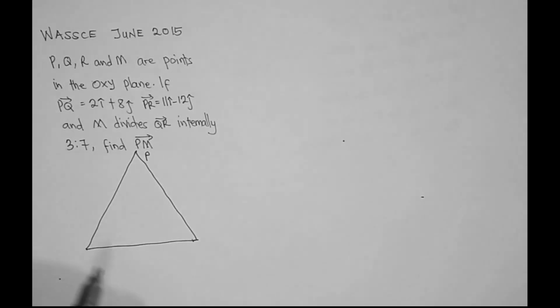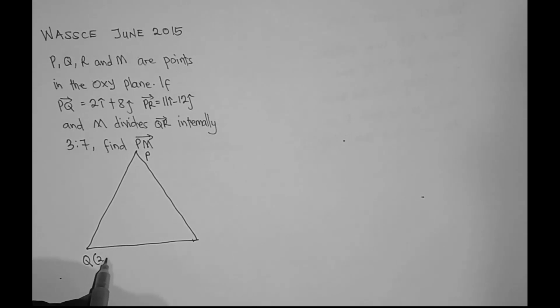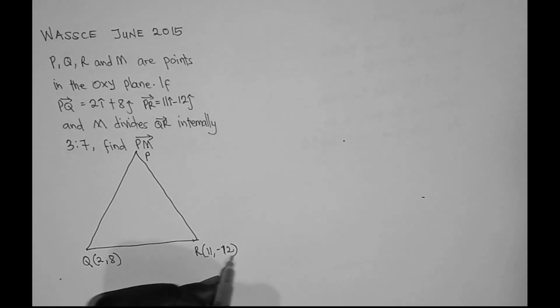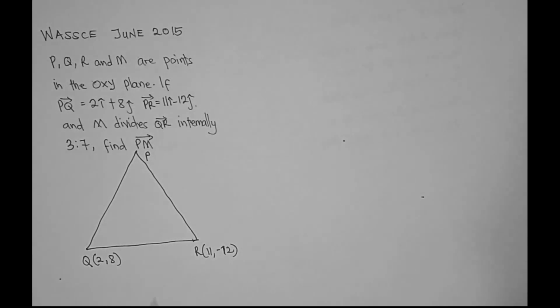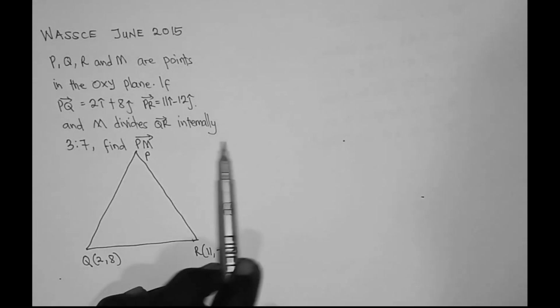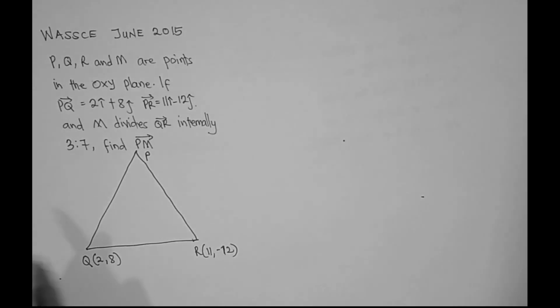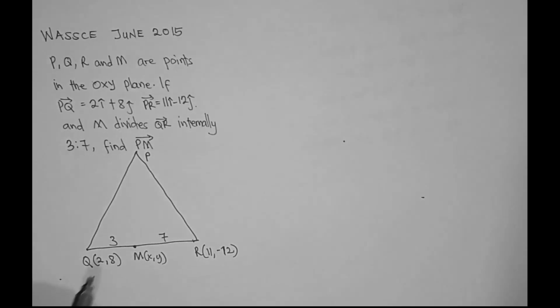And then this is the point P. And this is the point Q. And then Q is 2, 8. And then the point R. R is 11, minus 12 because it is 11i minus 12j. Now, M divides this triangle in the ratio 3:7. So let's assume the point M is here, M of x, y. And this is the ratio 3 and 7.